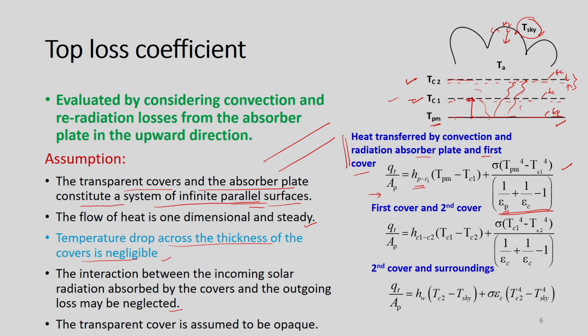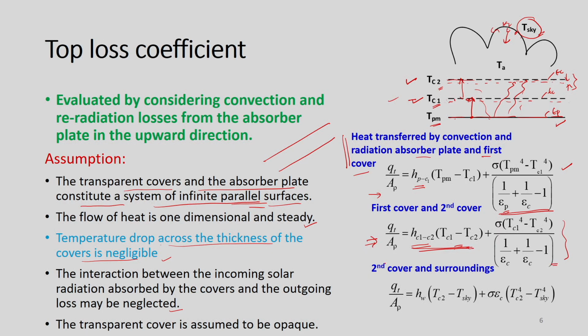And if we are interested to calculate the rate of heat transfer from glass cover 1 to glass cover 2, then we have to use this equation. So, this HC1 to HC2 is the heat transfer coefficient, multiplied by TC1 minus TC2. Since heat exchange is between these two plates, this is the radiative component and this is the convective heat transfer part, this is the radiative heat transfer part.